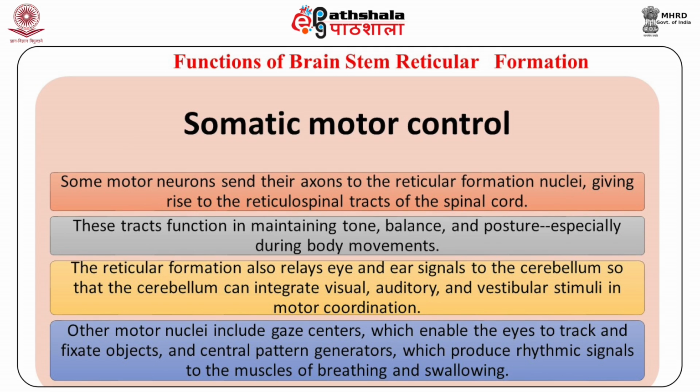Somatic motor control. Some motor neurons send their axons to the reticular formation nuclei, giving rise to the reticulospinal tracts of the spinal cord. These tracts function in maintaining tone, balance, and posture, especially during body movements. The reticular formation also relays eye and ear signals to the cerebellum so that the cerebellum can integrate visual, auditory, and vestibular stimuli in motor coordination. Other motor nuclei include gaze centers, which enable the eyes to track and fixate objects, and central pattern generators, which produce rhythmic signals to the muscles of breathing and swallowing.